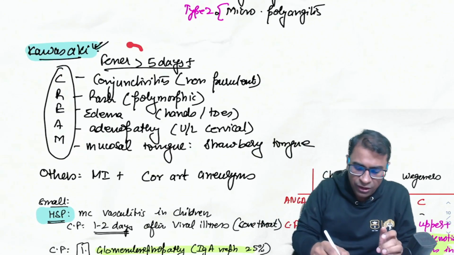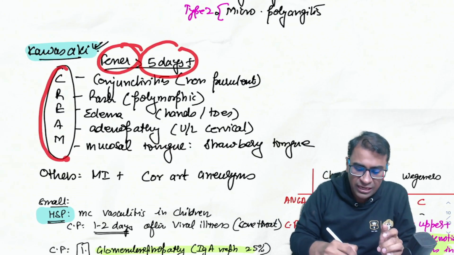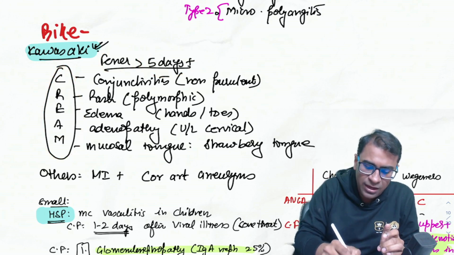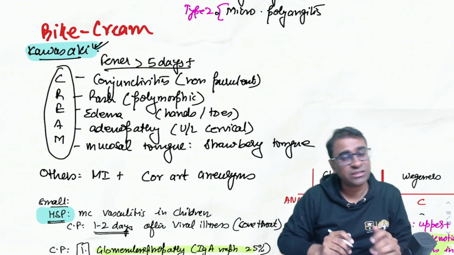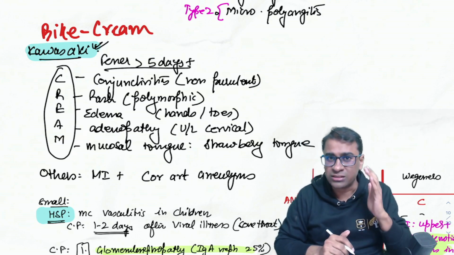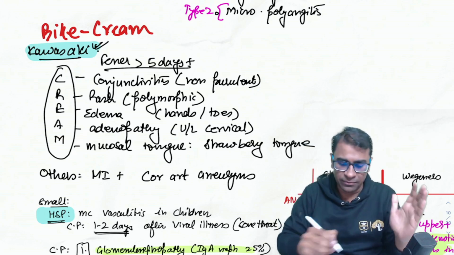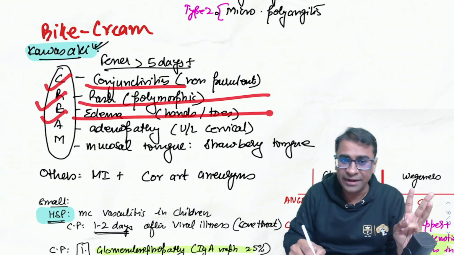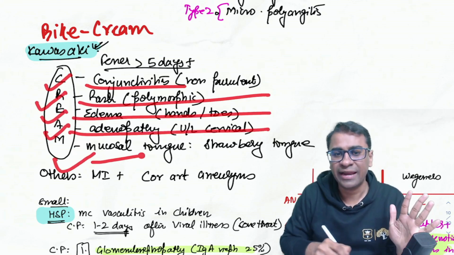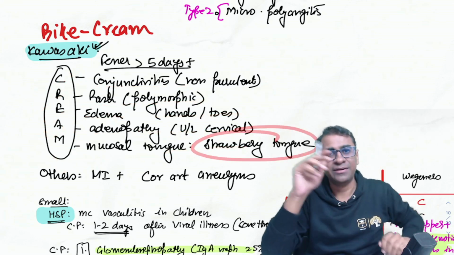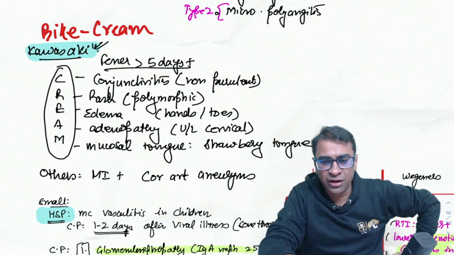Kawasaki is a fever of 5 days with CREAM-like findings. How will you remember? Ride a Kawasaki bike, apply cream on your face, otherwise you will get sunburn. So Kawasaki CREAM. C is conjunctivitis. R rash. E edema. A adenopathy. And M mucosal inflammation of the tongue, called strawberry tongue.